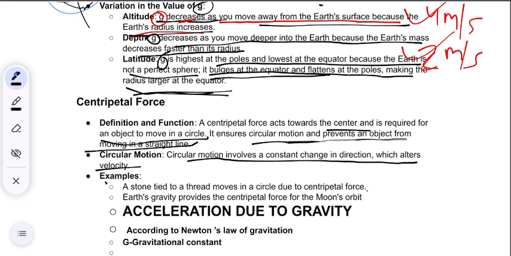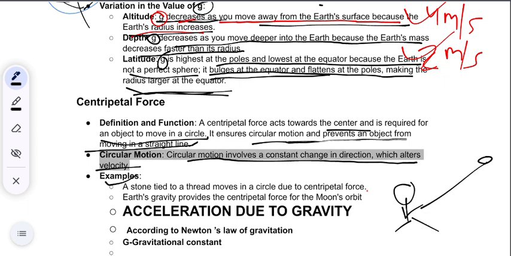Examples: a stone tied to a thread moves in a circle due to the central force. For example, this. Don't judge the drawing. The stone is tied, so it will move in a circular direction. As you throw it, जैसे आप इसको छोड़ देंगे, let's say यहाँ से आपने इसको थ्रो कर दिया.